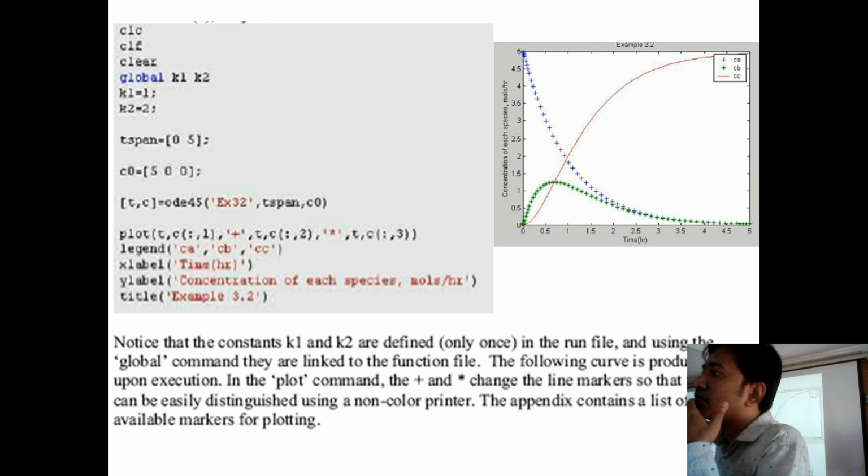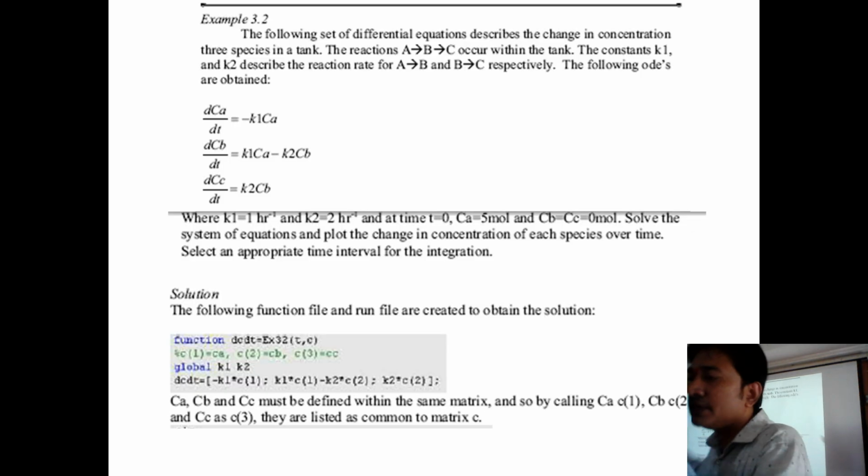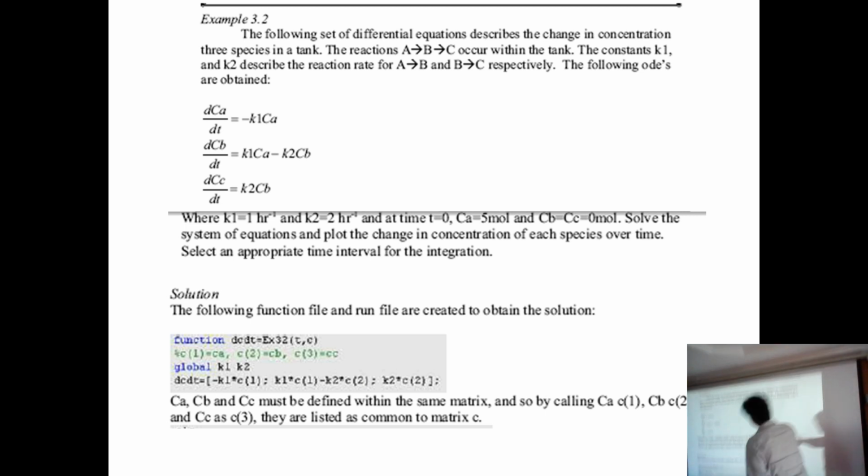Any doubt? So if you know the differential equation, the conditions are already given. You see the conditions: CA is equal to 5, CB and CC are equal to 0, at time t equal to 0. That is, initially he has given the conditions. If not given, I will take 0, 0, as in the previous problem. Here already, at t equals 0, he has given the conditions.